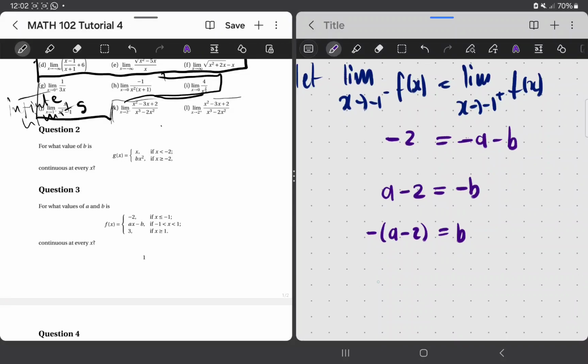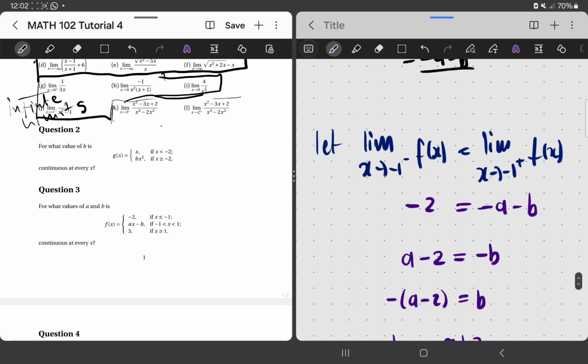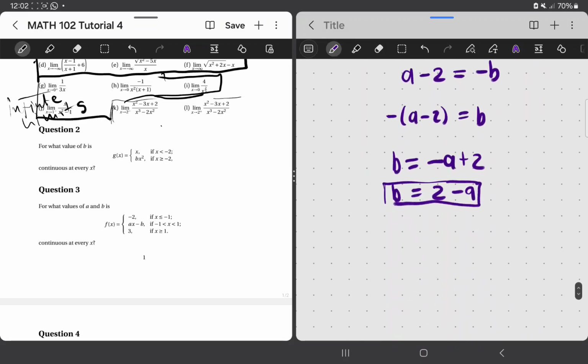We can say now that b is going to be equal to negative times a, which is negative a. Negative times negative 2 is going to be plus 2. So we can just say b is 2 minus a. This is going to be the first equation which we have found. And now we can go to the next one. All right, we'll do the next one now.